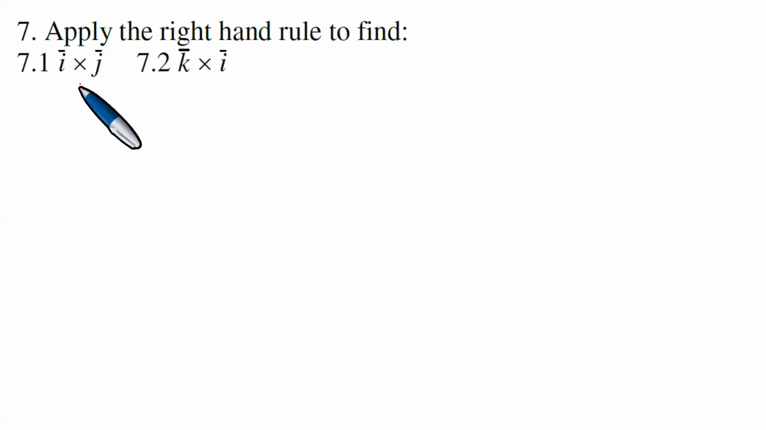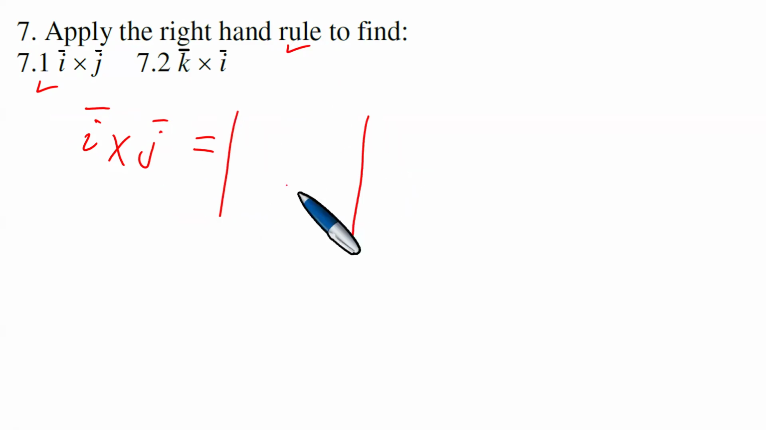Right, first we look at question 7. Apply the right-hand rule to find the following vector cross products. So what would vector I cross vector J be, for instance? We shall obviously stick to the right-hand rule. There are a couple of things that you need to take into account here. First, we can attempt to use our notions here. We can do this question like this.